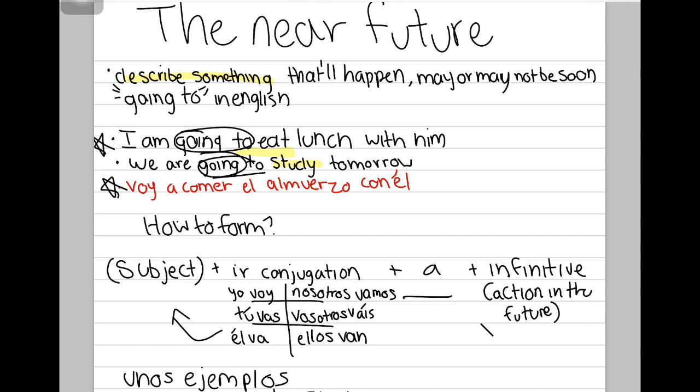So basically, you have the subject. You conjugate the ir, which means to go, based on the subject. You put an a, which means to in Spanish. And then you use the infinitive of what you're going to say.